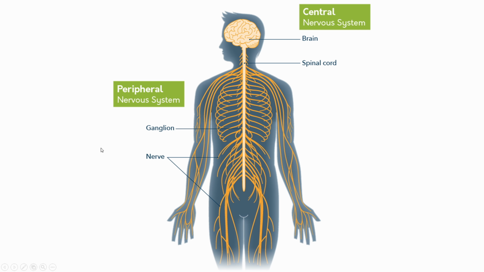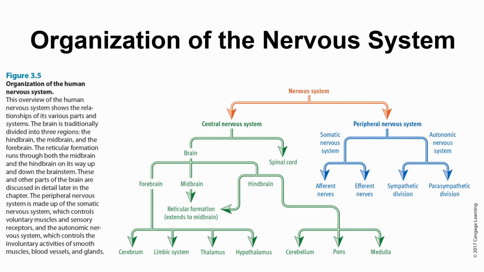For those who want to keep track of the topics that we're going to discuss, this diagram here does a pretty good job of showing our division of the nervous system. So we have our central nervous system and our peripheral nervous system. So once we get into the central nervous system, we're going to talk about all the different parts of the brain, sort of broken down like this. We'll also talk about the spinal cord.